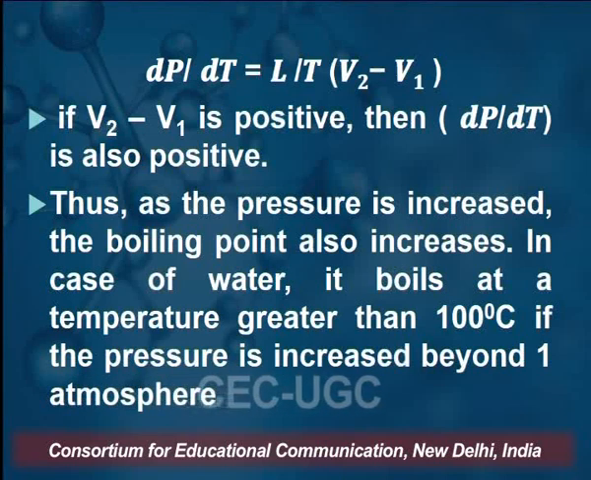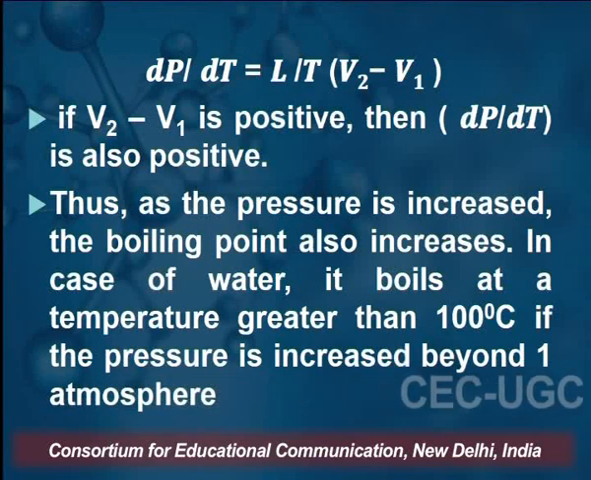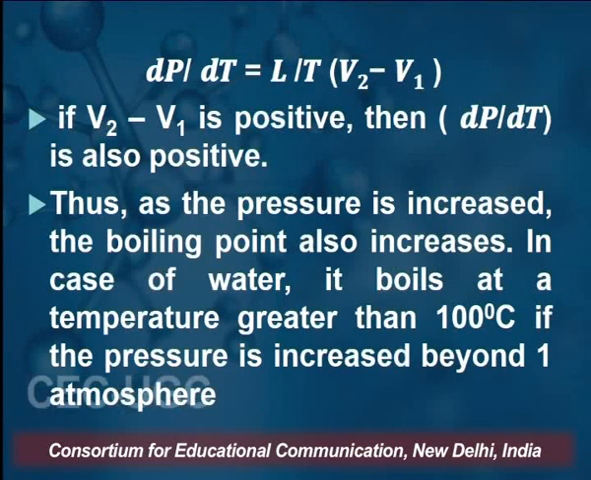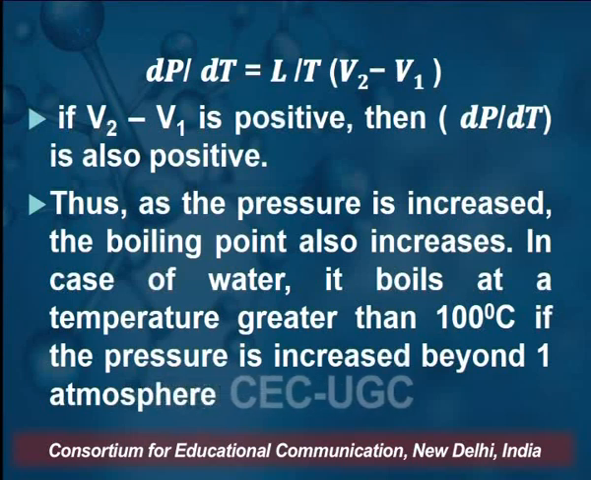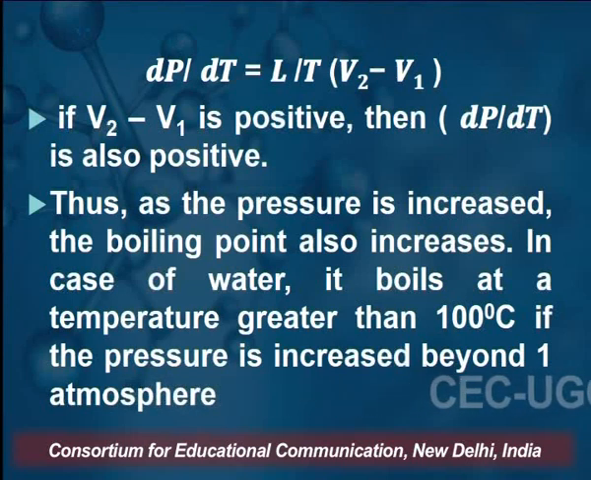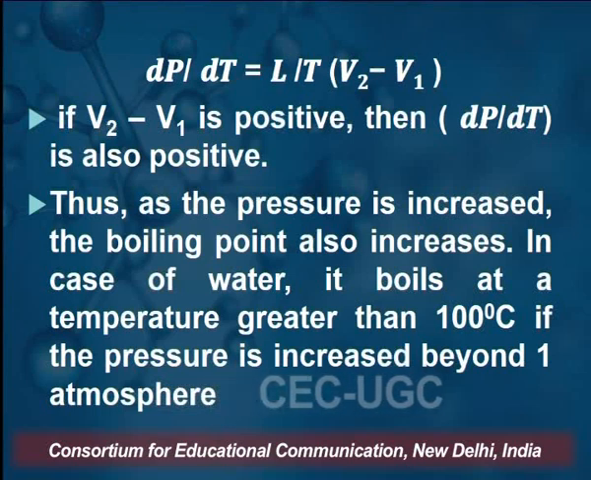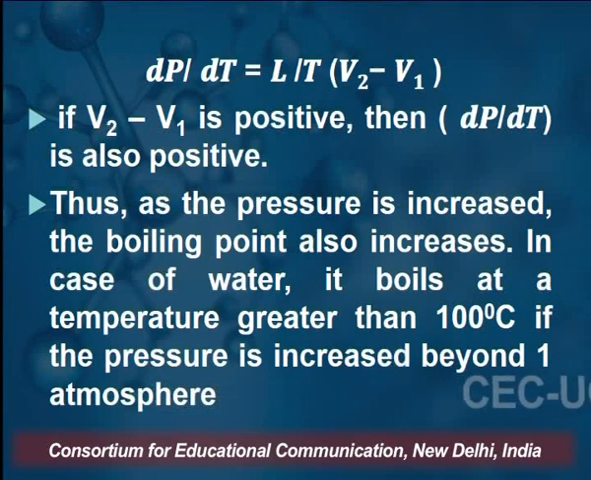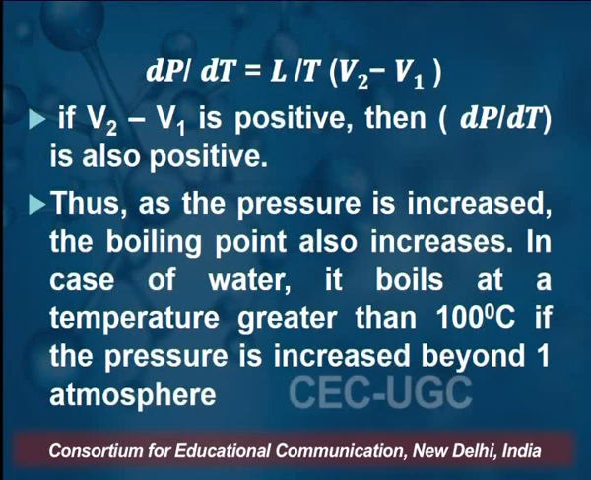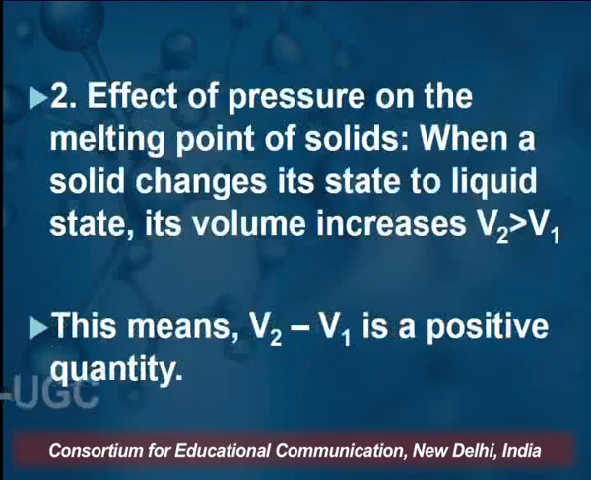So what can we infer? We can infer that as the pressure is increased, the boiling point also increases. In case of water, it boils at a temperature greater than 100 degrees Celsius if the pressure is increased beyond 1 atmosphere. This particular property, which is a natural consequence of the Clausius-Clapeyron equation, explains why food gets cooked faster in a pressure cooker.